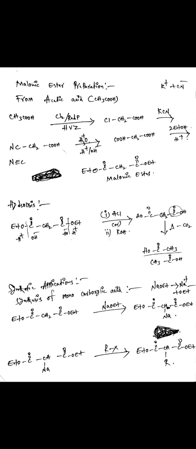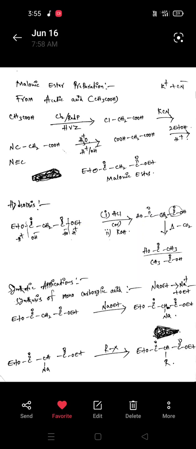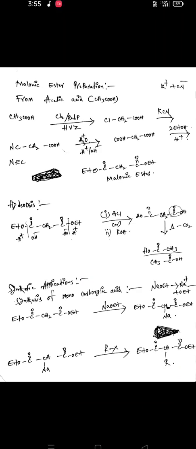So that means the carbon adjacent to the carboxylic acid, the alpha carbon, is involved in this reaction to form the alpha chlorination. This chlorination takes place in the presence of red phosphorus. So what reagents are we using? Chlorine in the presence of red phosphorus to prepare chloroacetic acid.